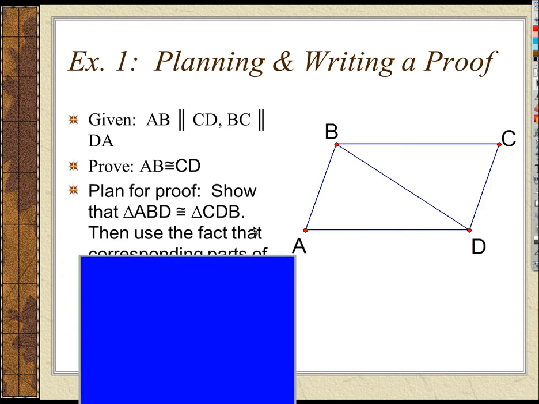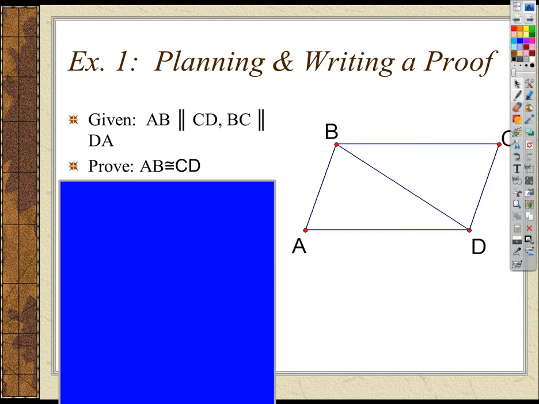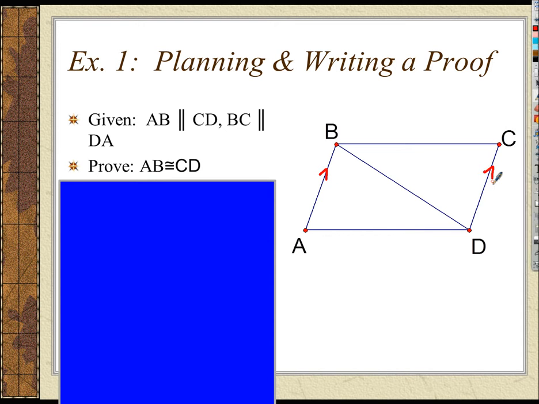Okay, what about this guy? This third data set. Given that side AB is parallel to side CD, so let's write that in. So that's parallel to that, and BC is parallel to AD. Prove that AB is congruent to CD.